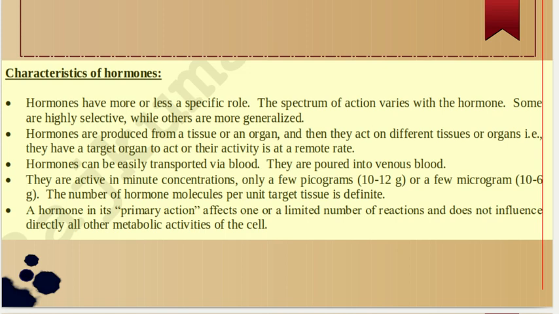A hormone in its primary action affects one or a limited number of reactions, and it does not influence directly all other metabolic activities of the cell. There has to be a hormone harmony in our body. If this hormone harmony is not there, if they are secreted more in amount or less in amount, it leads to abnormality.